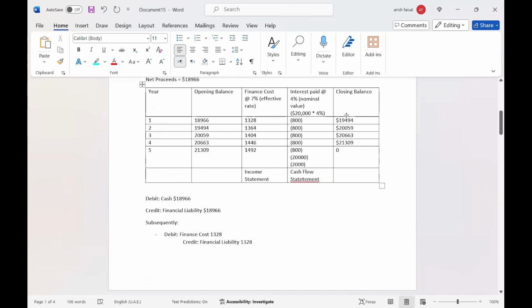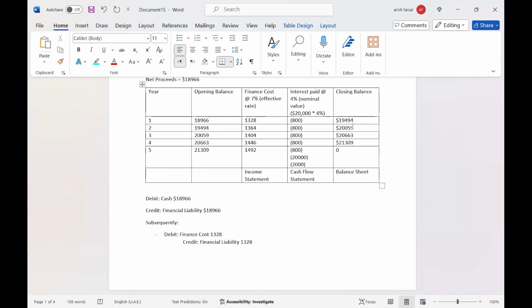And likewise, the closing balance will be reflected in the balance sheet. Okay. So by the end of the first year, you will be showing up your liability at 19494, and likewise 20,059 for the second year, and so on. Okay, and it will be as a non-current liability for the first year, second year, third year, and then the fourth year. But at the fourth year, it will then become as your current liability, because you have to net it off in the next year.